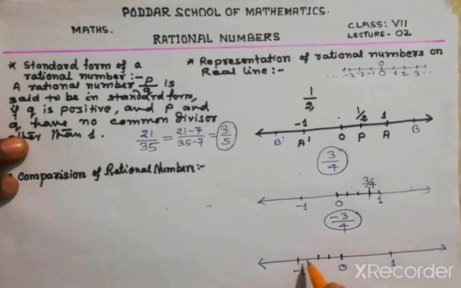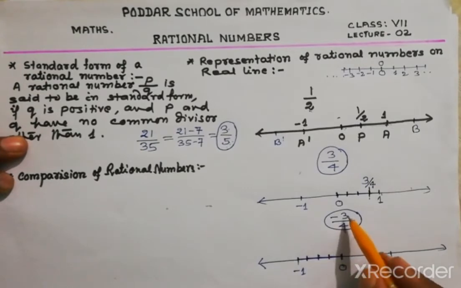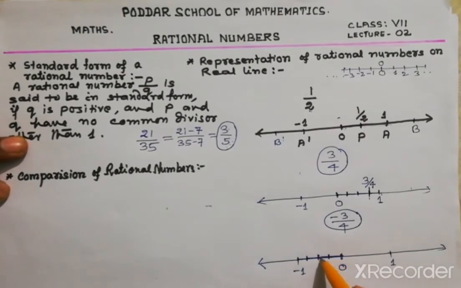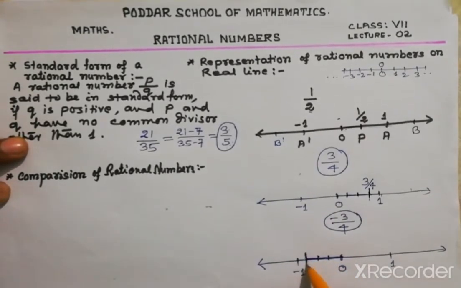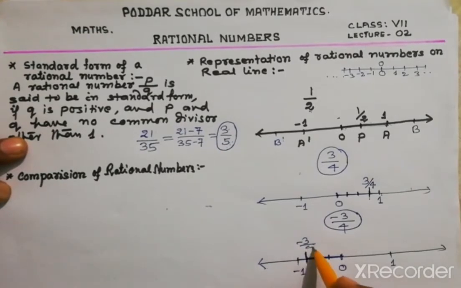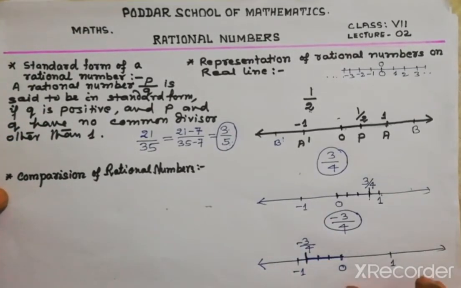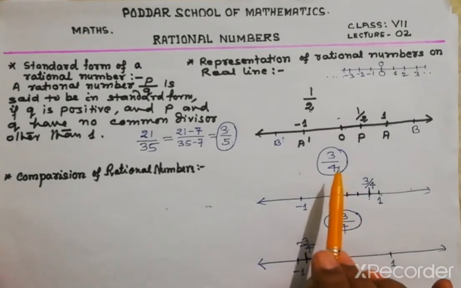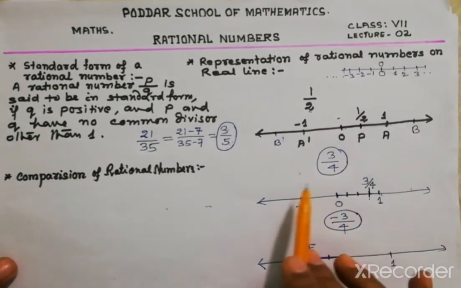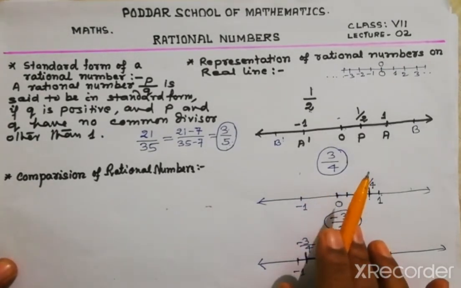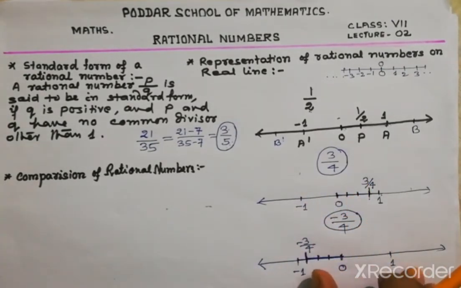1, 2, 3 and 4. These 4 equal parts. And you start from 0 and go to the left, and seeing the numerator, you move. Here is -3, this is -1, -2, -3. So this point is -3 by 4. In this way, we can represent any rational number on the number line, depending first on whether it is positive or negative, second, what denominator is given. So this is very important to do.